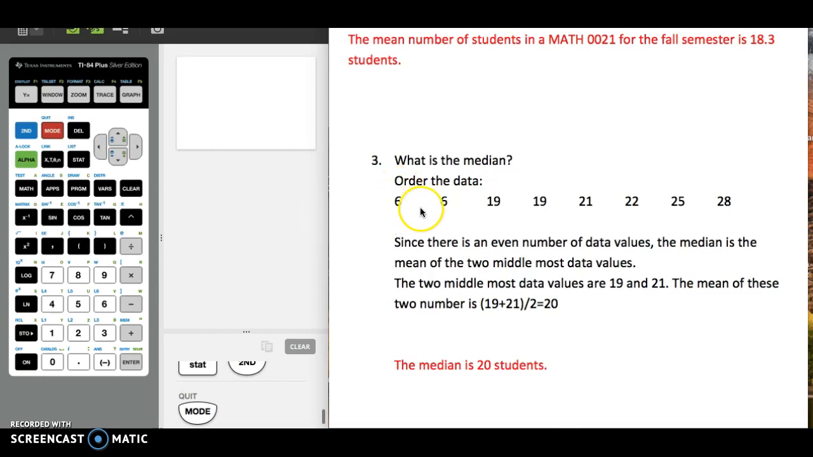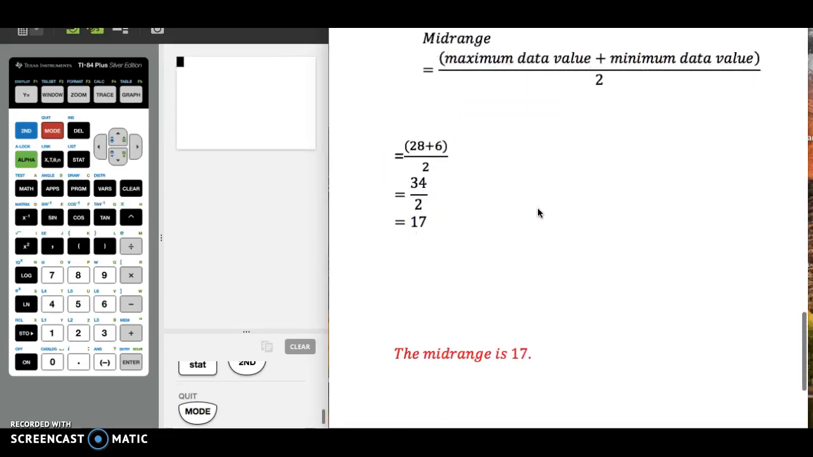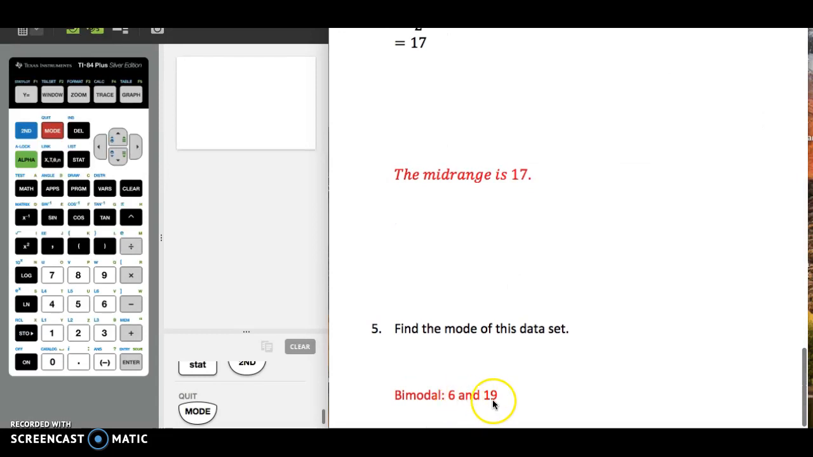Well, here you have 2 classes with 6 students. Here you have 2 classes with 19 students. And then from there on, each value occurs only exactly one time. So the 6 occurs twice, the 19 occurs twice. So since those 2 values occur with the same greatest frequency, they both occur 2 times, it's bimodal, meaning it has 2 modes. Both 6 and 19 are modes of the data set. So it is bimodal, 6 and 19.